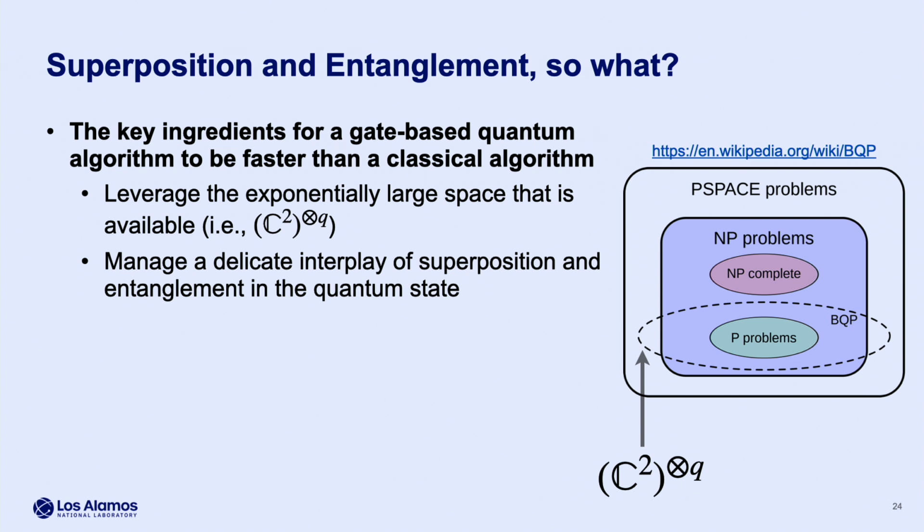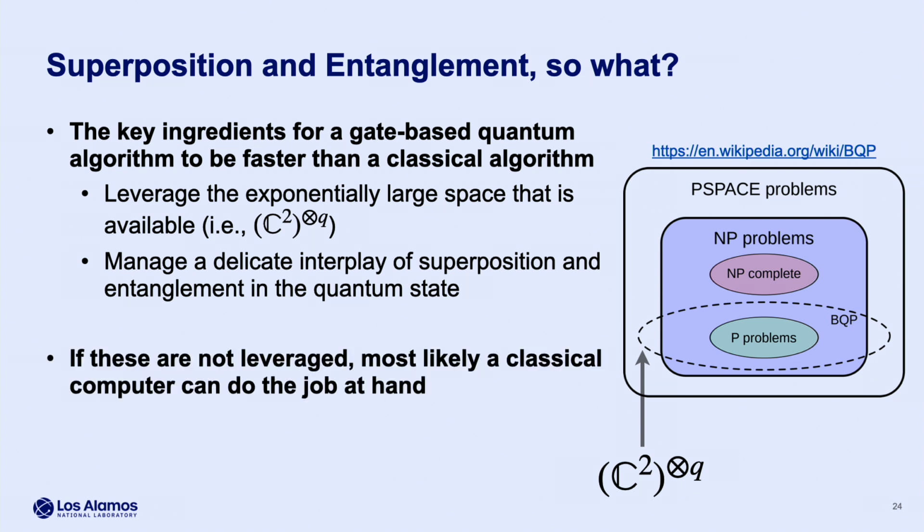But if you want your quantum algorithm to be really useful or faster than classical, you should exploit the fact you have this exponentially large space, and you should manage the properties of superposition and entanglement very delicately to take advantage of them to get a shortcut in your computation. If you don't leverage those properties, most likely there exists a classical algorithm that's just better for the thing you want to do.